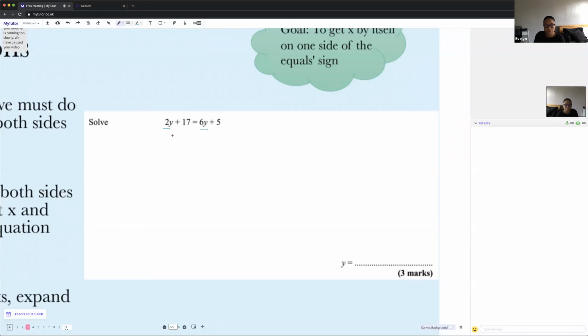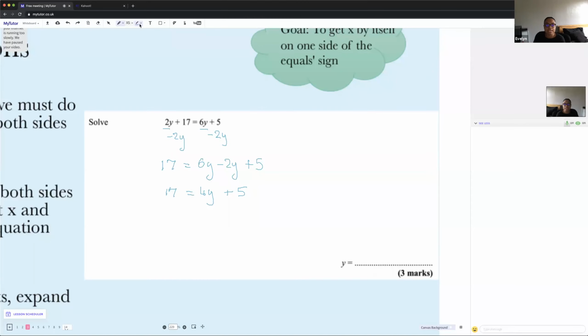Now, to move it, we need to do the opposite. So I'm going to subtract 2y on both sides. So on the left-hand side, I'm left with 17. On the right-hand side, I've got 6y minus 2y plus 5. And then we can simplify this: 6y minus 2y, 6 minus 2 gives us 4. So we've got 4y there. We've still got a 17 on the left-hand side and a plus 5 on the right-hand side.